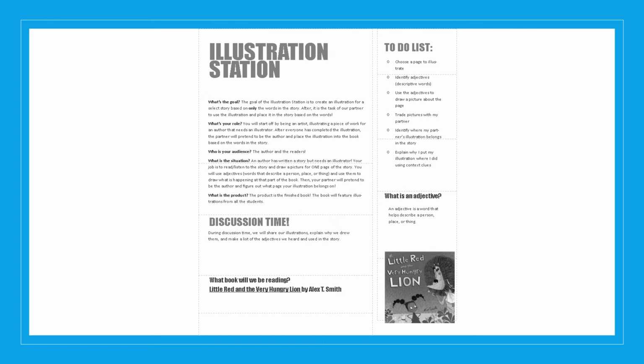The book that will be read is Little Red and the Very Hungry Lion by Alex T. Smith. Included in this performance task is a to-do list, allowing students to look at what they need to do and accomplish their tasks by checking off every individual item on the list. Finally, an adjective definition is included for students to refer to as they complete their assignment.